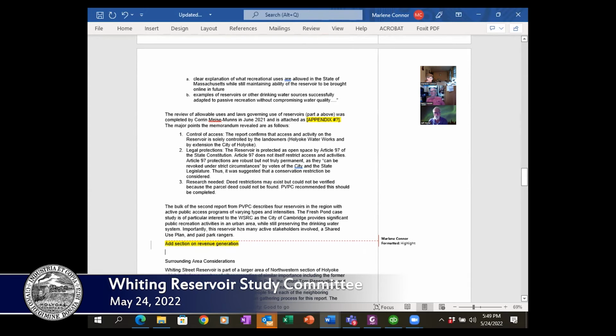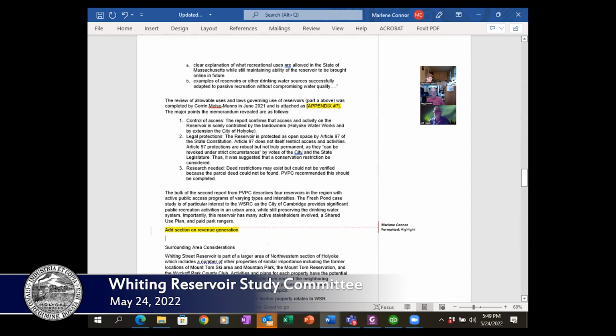Okay. And this is where I'll do a paragraph on some of the revenue stuff before the surrounding area considerations. Just the idea that there's nothing that makes sense here. That's not going to cost you more to do than you get out of it. If it's going to cost more than what you're going to get out of it, it makes no sense. And it probably just tramples the area and destroys it.